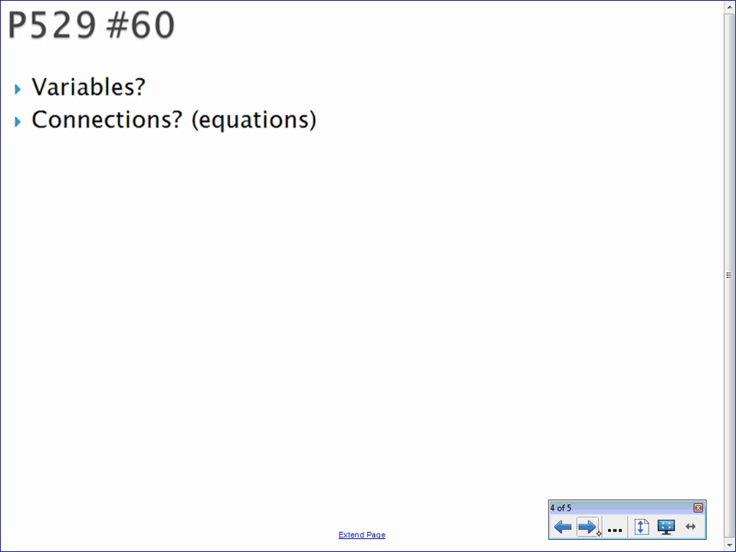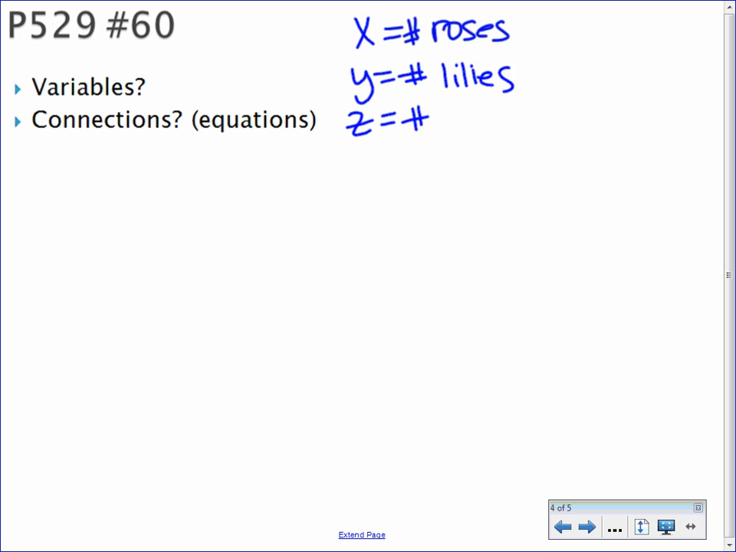So, what are our variables? Roses, lilies, irises. Now, are these total roses, lilies, and irises, or are they in the bouquet? You want them to be total? Well, that could be easier to do. Okay. Bouquet or total?